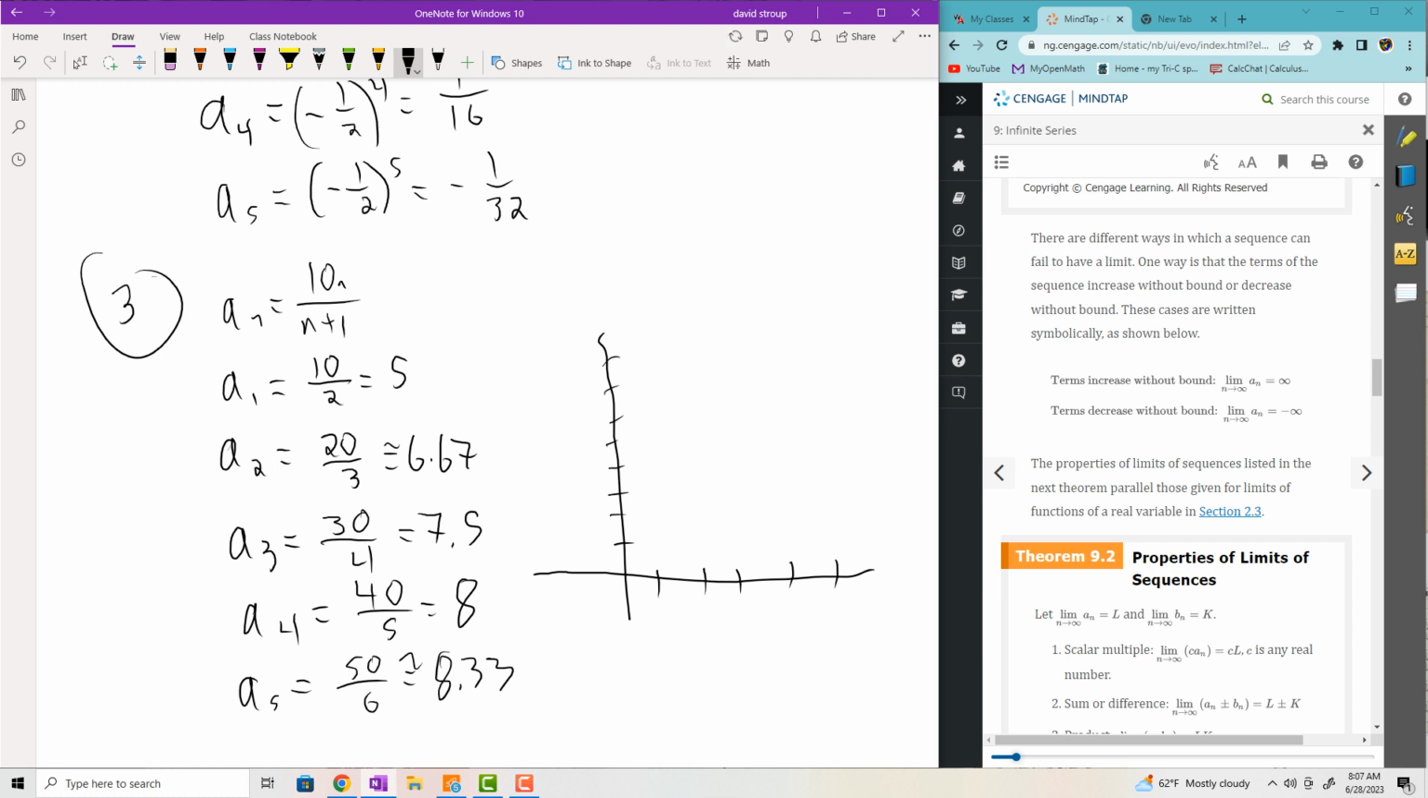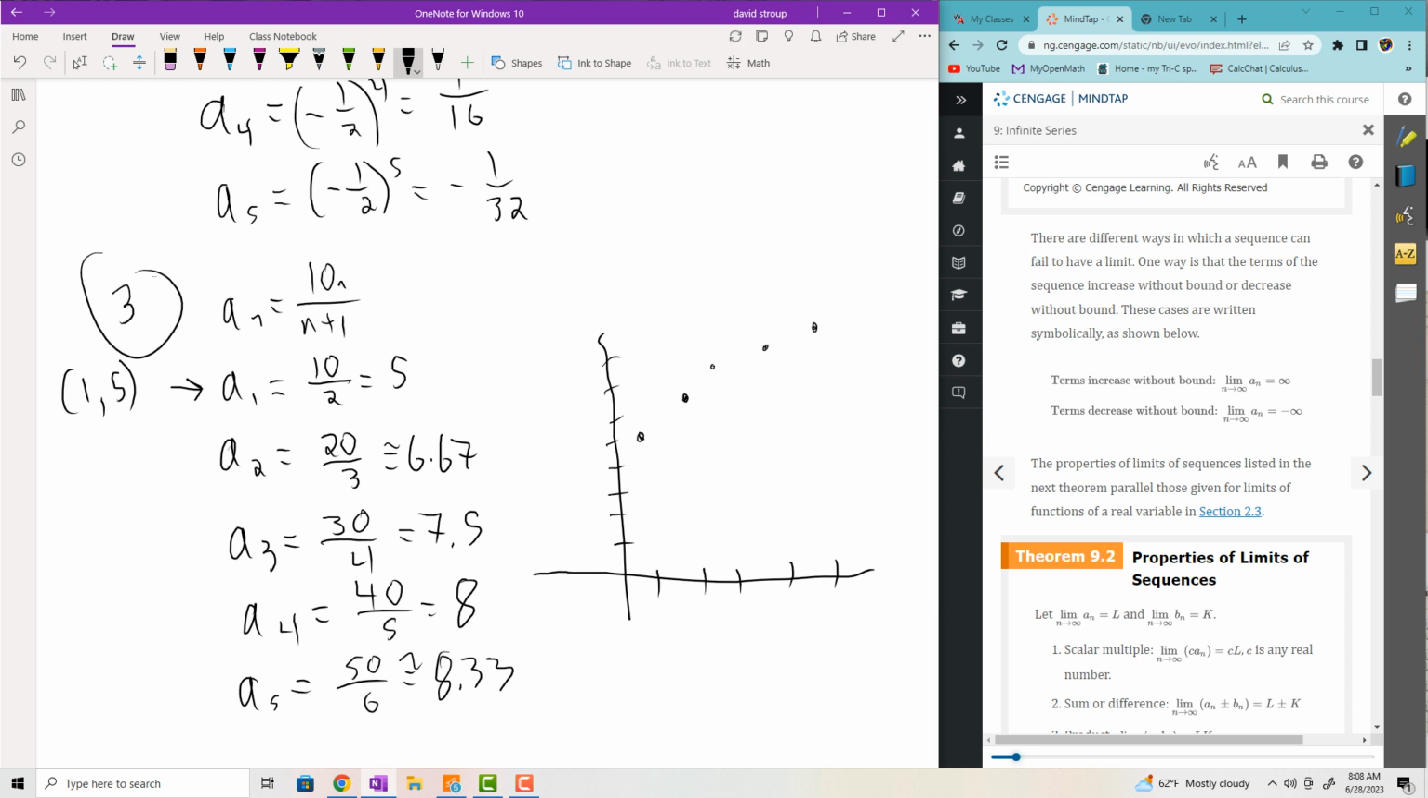So the first point there is, the input was 1, the output is 5. So 1, 2, 3, 4, 5, and then 2 up to 6.67, and then 3 up to 7.5. 4 goes up to 8, and then 5 is a little bit above 8. 1, 2, 3, 4, 5, 6, 7, 8. Okay, so it seems to be leveling out.